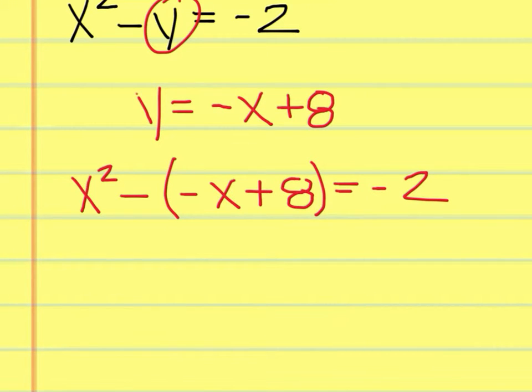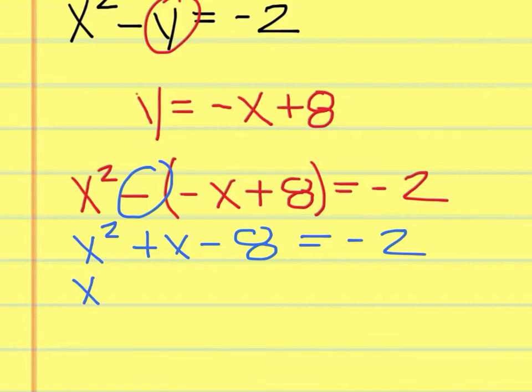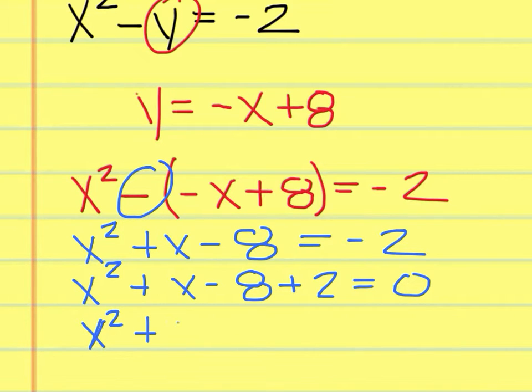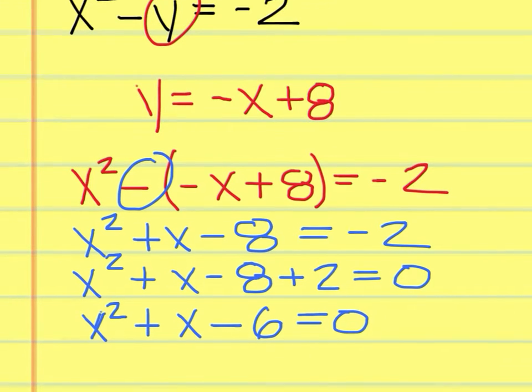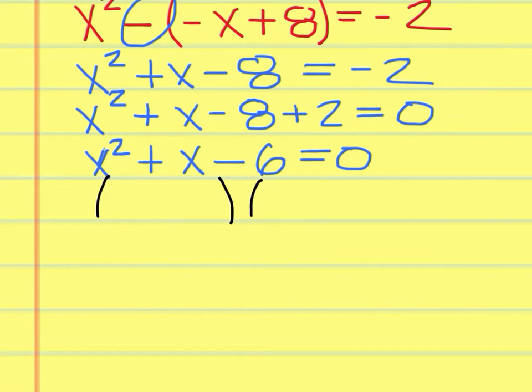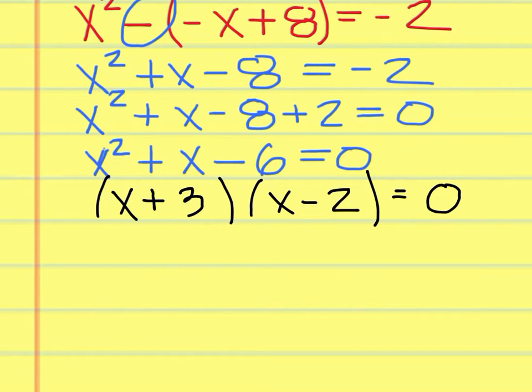Alright, so we're going to have to distribute this negative 1 through to get a plus x minus 8. So we have x squared plus x minus 8, and that minus 2 from the right must come over. Simplify your constants. Negative 8 plus 2 is a negative 6. This one is easy enough to factor. Two numbers that multiply to get a negative 6 and add to get 1 is going to be a plus 3 and a minus 2. When you set these equal to 0, you get solutions of negative 3 and 2.